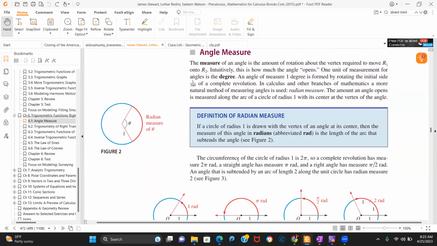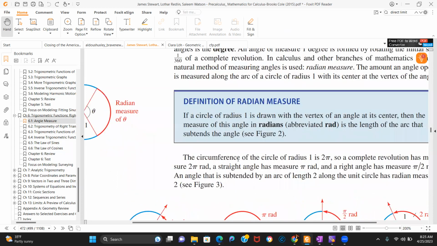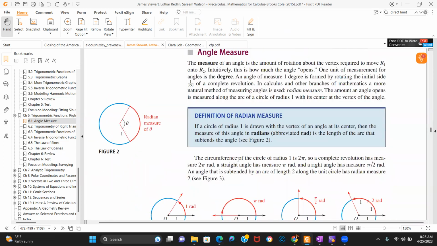And this definition is actually a neat definition. Not only does it define the radian measure, but it gives you a prescription on how to measure it. So this is how you do this. You have a circle of radius 1. First of all, you start with an angle, okay?